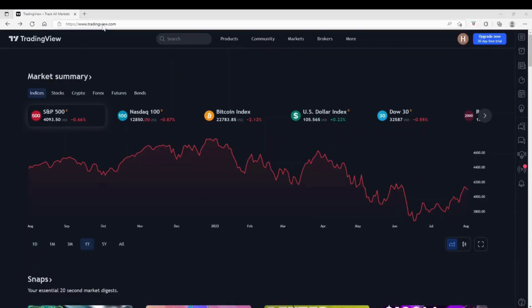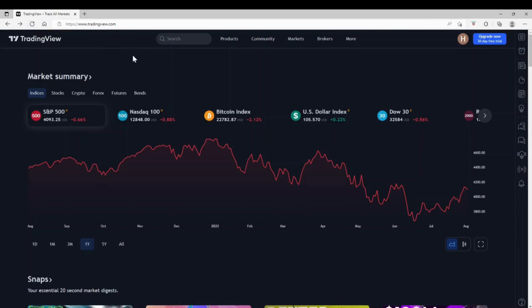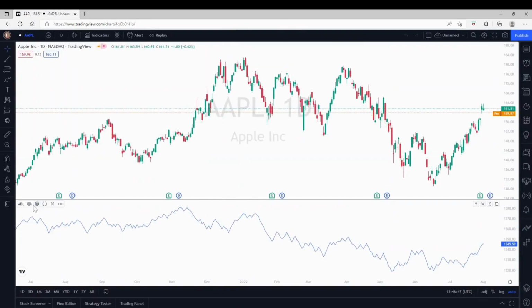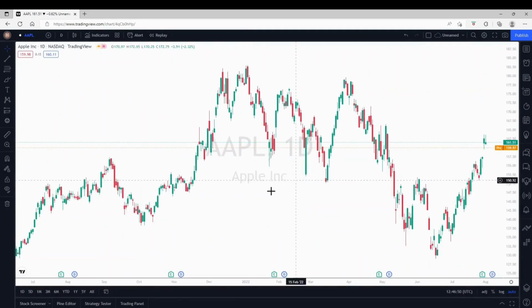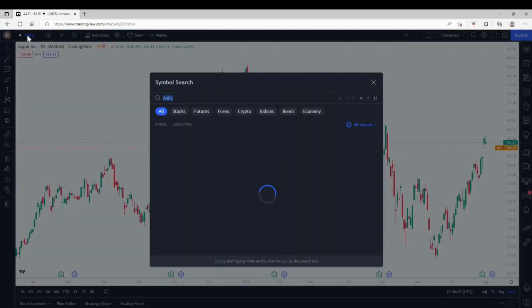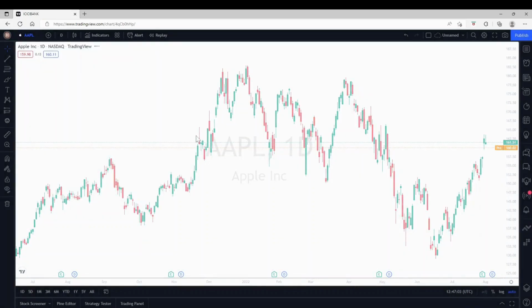So here we have the TradingView platform. I'll just refresh it. Once you are on TradingView, you can sign in and set up a free account. With that, you can access the basic features that we need. So you go into products, go to charts, and here it by default opens Apple. You go to ICICI Bank. So you can just click here and put ICICI Bank and then select.